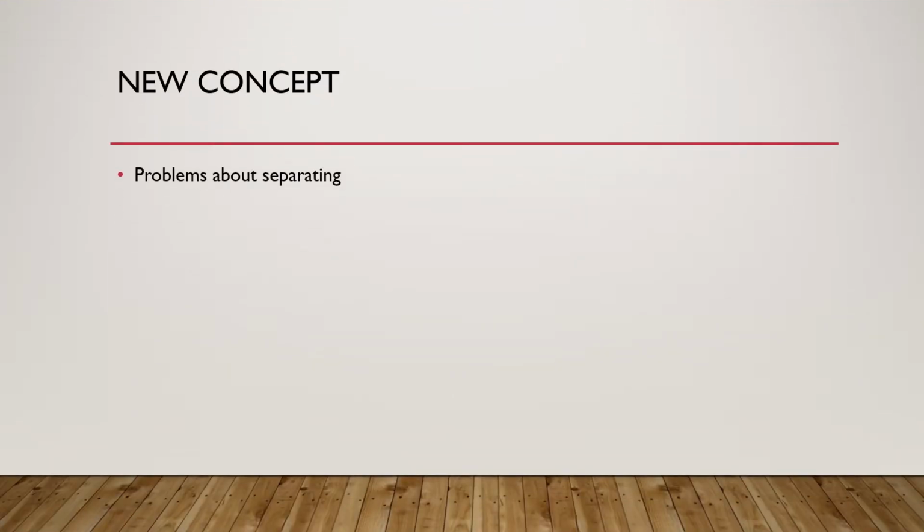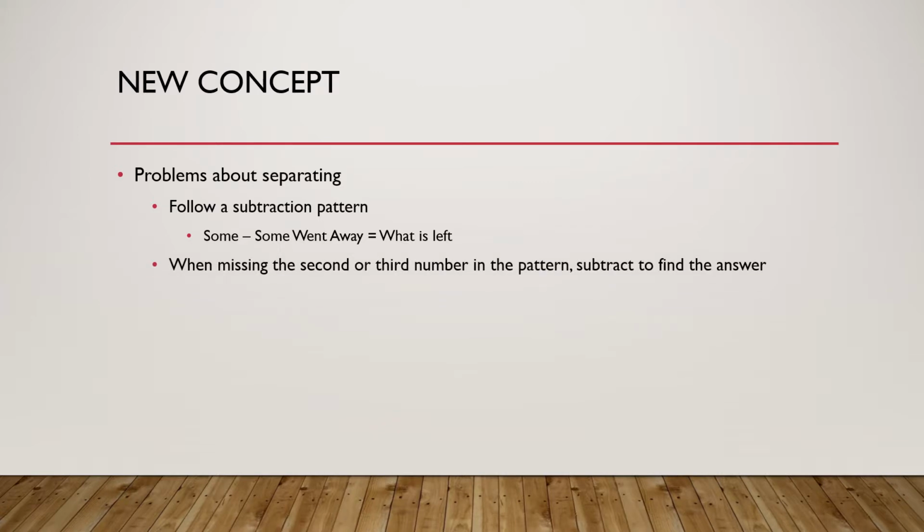Let's look into problems about separating. These problems follow a subtraction pattern. So you'll start with some amount of something in the problem. Some of that will go away, like money will be spent, or someone will give something away in the problem, and then what is left is at the end. When you're missing the second or third number, so if you're missing the amount that went away, or if you're missing what is left at the end, you need to subtract to find the answer.